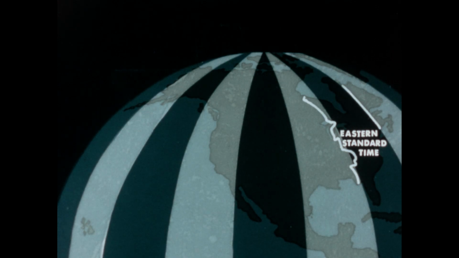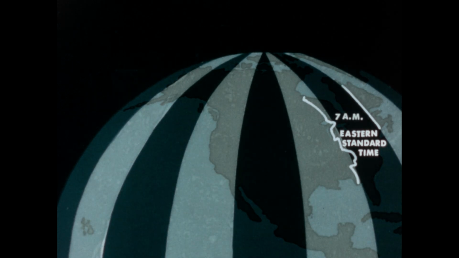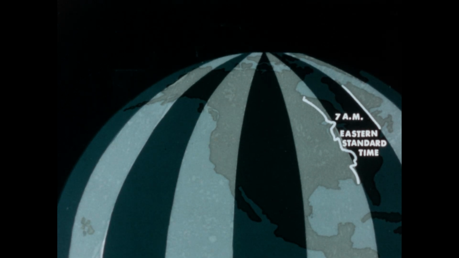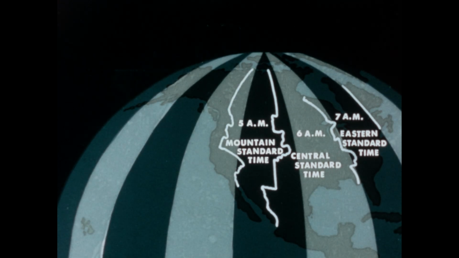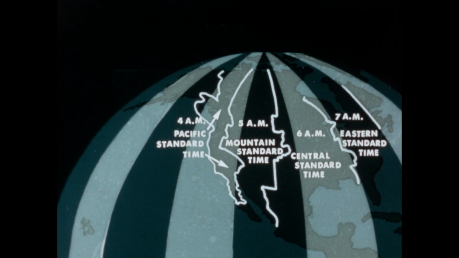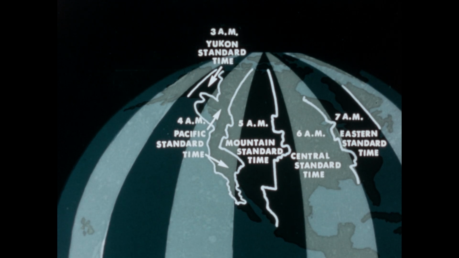Each zone has been given a name. The eastern parts of the United States are in the Eastern Standard Time Zone. When it is noon Greenwich time, it is 7 a.m. Eastern Standard Time. At the same moment, it is 6 a.m. Central Standard Time, 5 a.m. Mountain Standard Time, 4 a.m. Pacific Standard Time, 3 a.m. Yukon Standard Time, and 2 a.m. in this zone, which has two names.